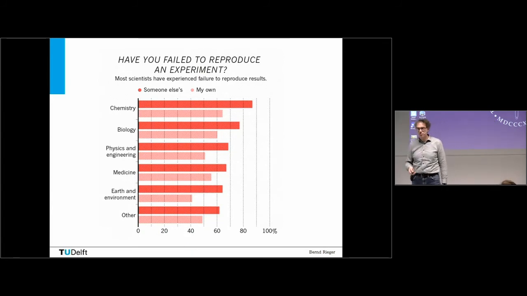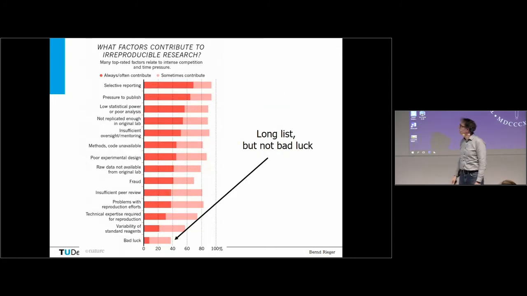So that's not a small number of people who could not reproduce their experiments. So the question is, of course, why? So they asked this why. It is a really long list, but what you would think, it's not bad luck. So that people could ask.